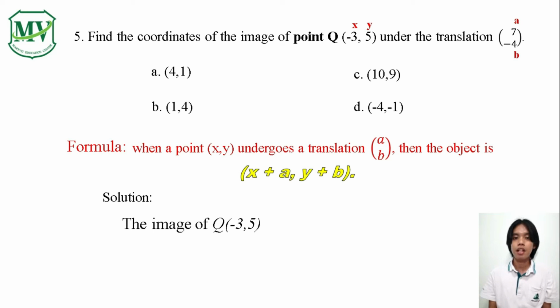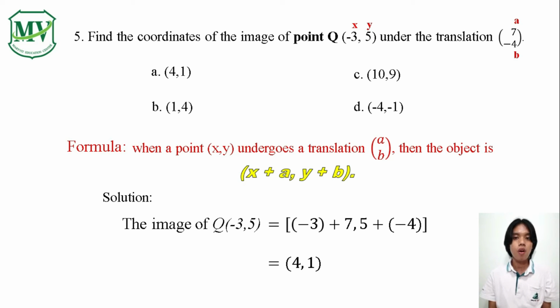Following this formula, the image of Q with coordinates of negative 3, 5 is equal to negative 3 plus 7 and 5 plus negative 4. Simplify to get the answer. Negative 3 plus 7 is equal to 4, and 5 plus negative 4 is equal to 1. Now we have 4, 1. So our answer also has to be 4, 1. That's letter A.